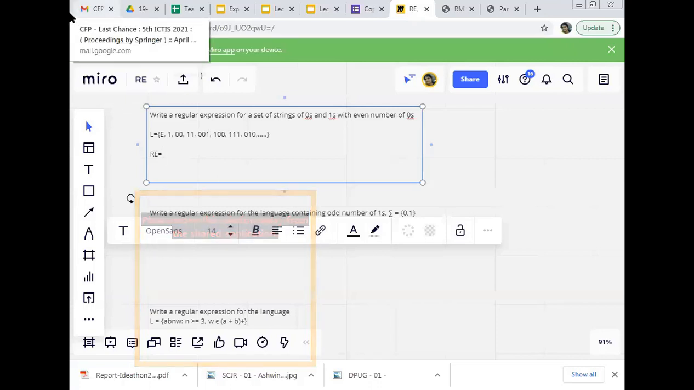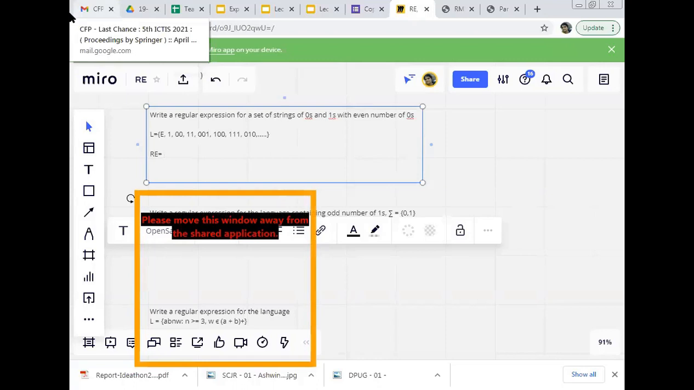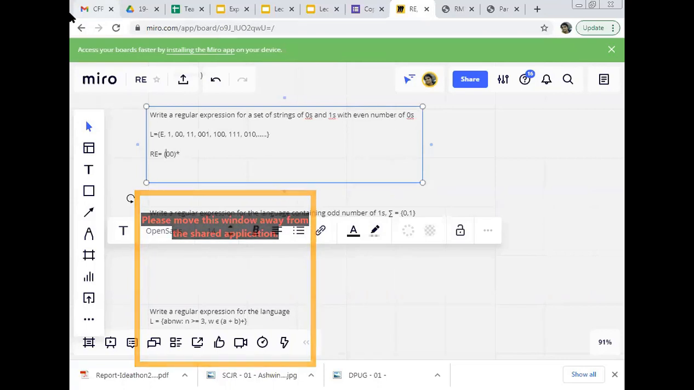How can we generate even number? We have already done this in the previous lecture. How can we generate even number of zeros? You tell me that first. Just only even number of zeros. How can we generate? It is (00)star. Yes, very good. It is (00)star. Simple, right? Then, apart from that, what do we need? One can be repeated anywhere, any number of times.